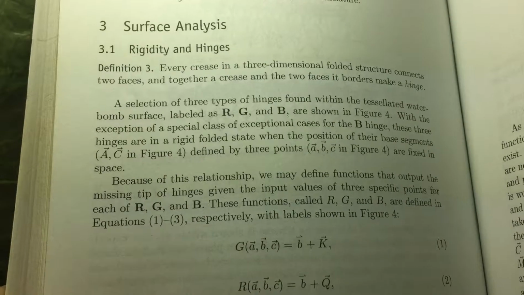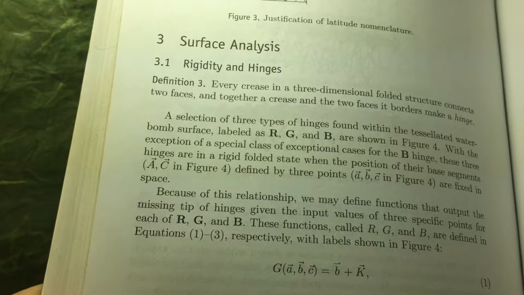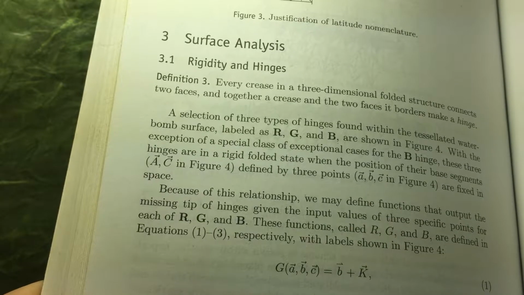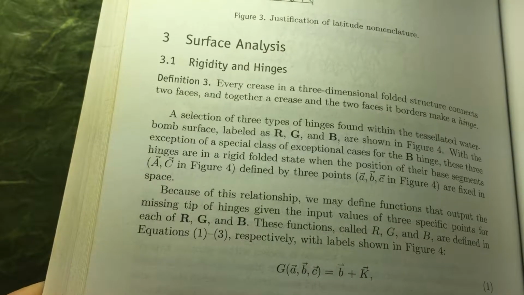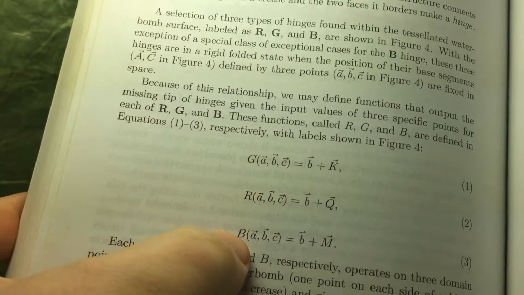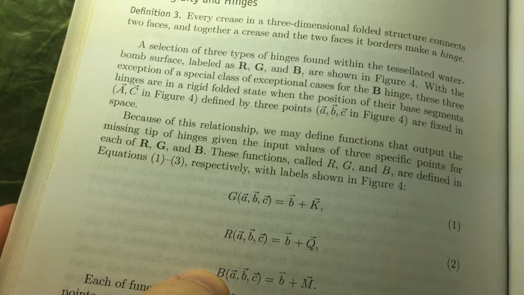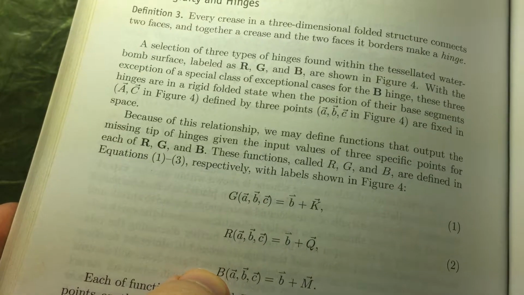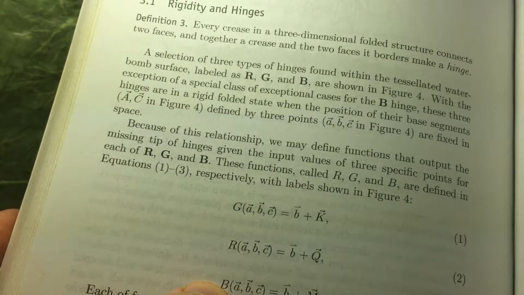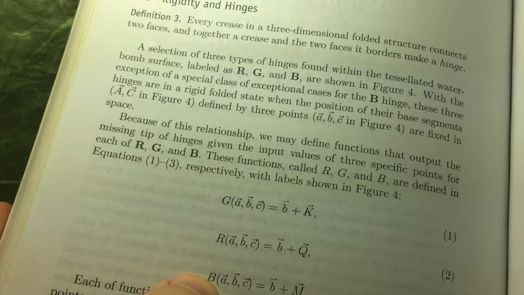Because of this relationship, we may define functions that output the missing tip of hinges given the input values of 3 specific points for each R, G, and B. These functions called R, G, and B are defined in equations 1 through 3 here. And it's no coincidence that R, G, B are colors, abbreviations of colors, because it's a commonly justified nomenclature scheme.